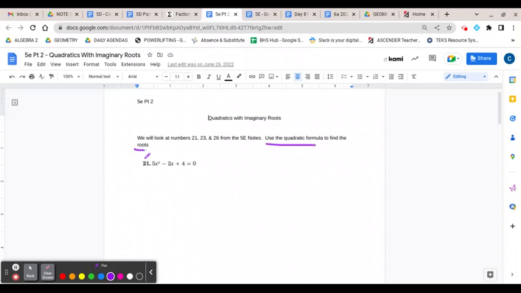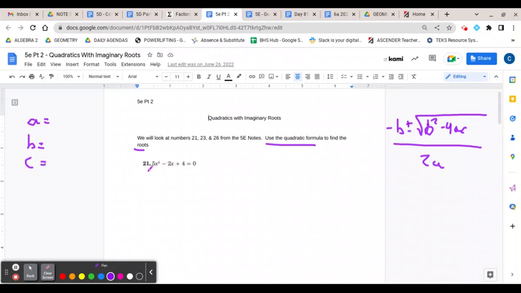and we're going to find that we have 2 imaginary roots. Okay, so the quadratic formula, if we recall, negative b plus or minus the square root of b squared minus 4ac all over 2a. And just off to the side, if we just make a little note of our a, b, and c here, our a is 5, our b is negative 2, our c is 4.